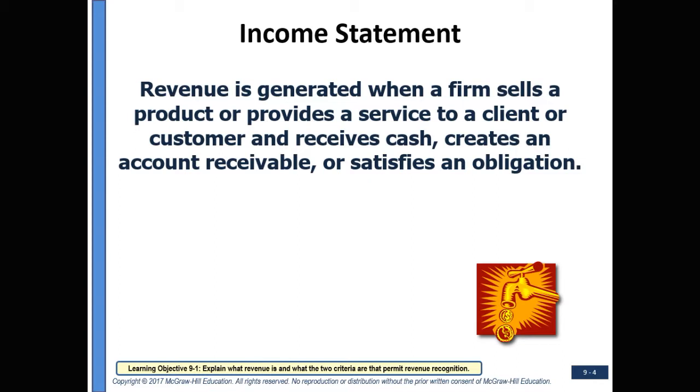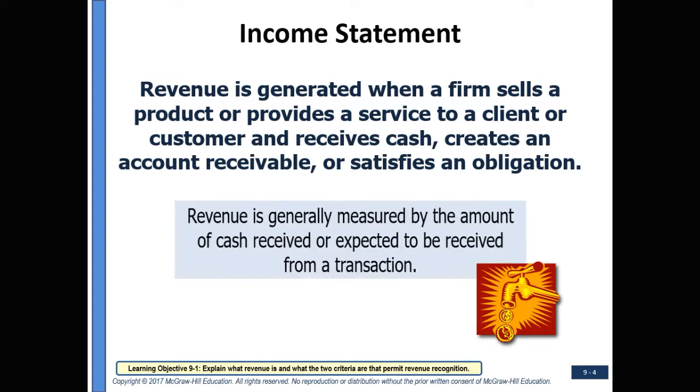Revenue is generated when a firm sells a product or provides a service to a client or customer and receives cash, creates an account receivable, or satisfies an obligation. So what this says is that we are providing something, and that whatever that is has been maybe not 100% provided, but has been provided almost completely. So you don't absolutely have to hit 100% before revenue is recognized.